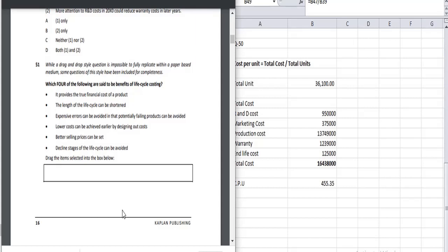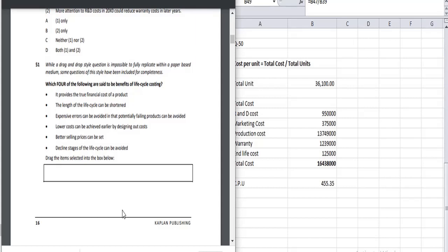So basically the objective of life cycle costing will be to track and accumulate all the costs and revenue, overall, to see whether the product will give profitability or not. This is the objective, but not the selling price setting. It is a benefit. Okay.